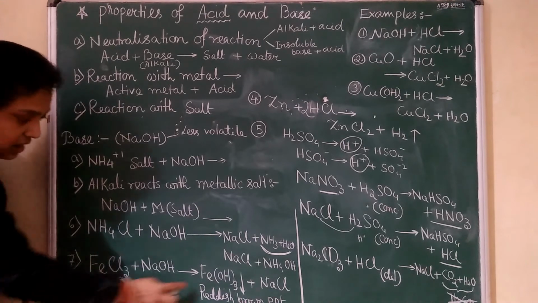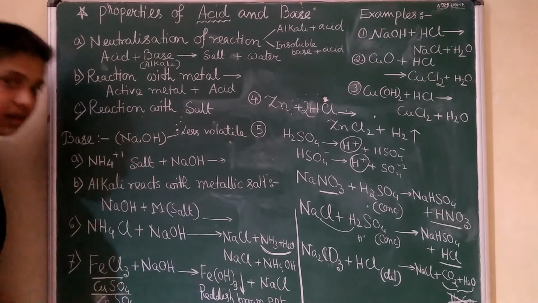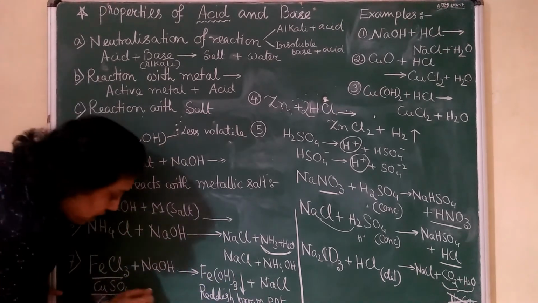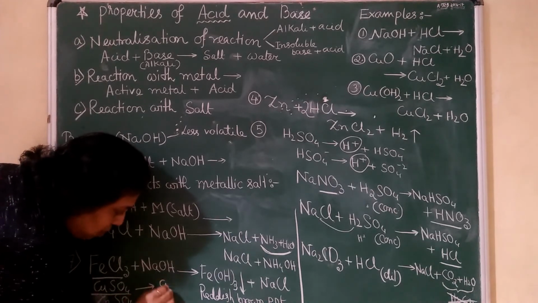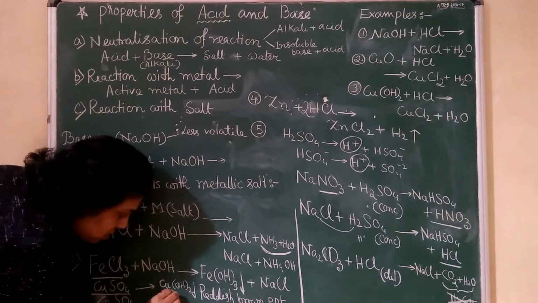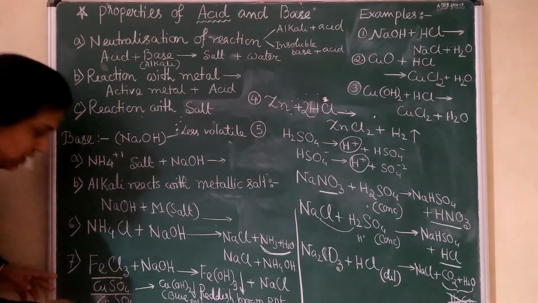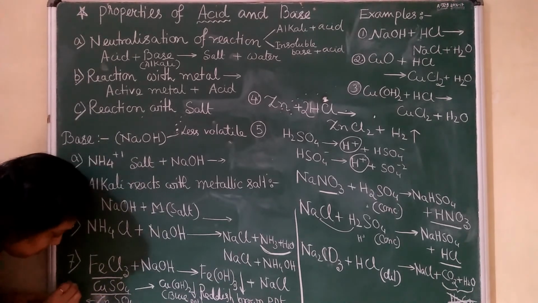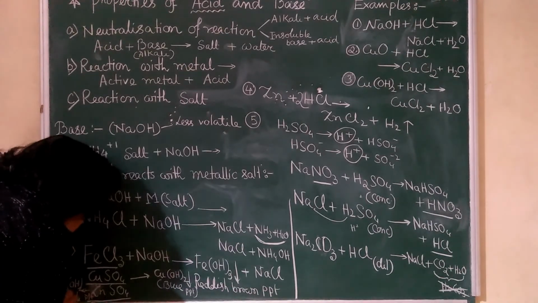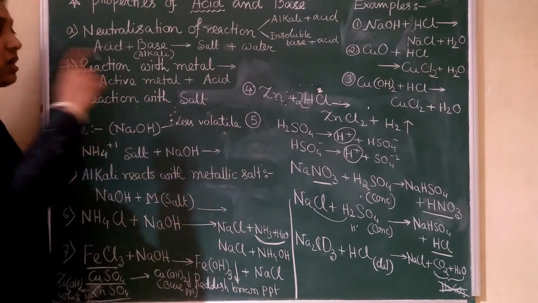When it is zinc, that time zinc hydroxide. When it is copper, that time copper hydroxide. When it is iron, that time iron hydroxide. All will give you different colors. If it is copper sulfate, then it is copper hydroxide, which is blue in color, a blue PPT. And if it is zinc sulfate, then zinc hydroxide, and it will be a white PPT.